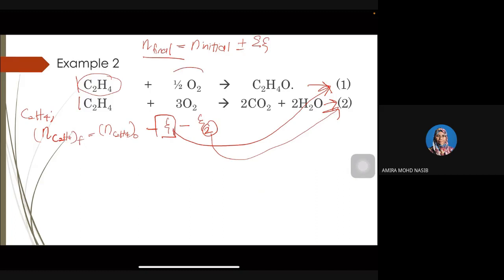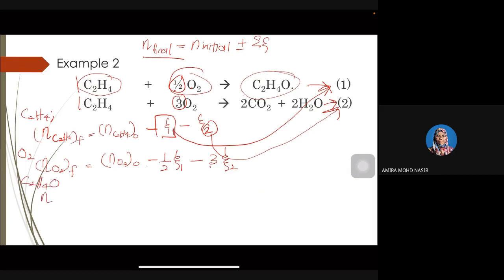Okay, so we try for O2, oxygen. So moles of oxygen final is equal to moles of oxygen initial minus half, since the coefficient is half, extent of reaction 1, minus another 3 extent of reaction 2. Okay, why half? Because the coefficient is half for the first reaction. Why 3? Because the coefficient is 3 for the second reaction. Why minus? Because oxygen is the reactant.